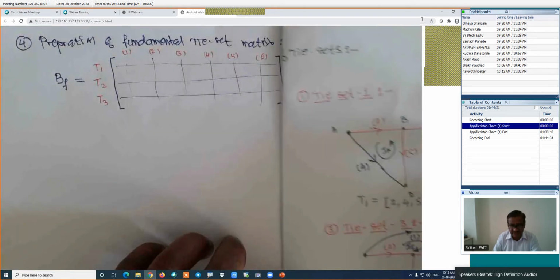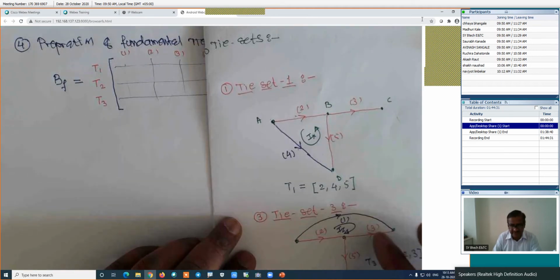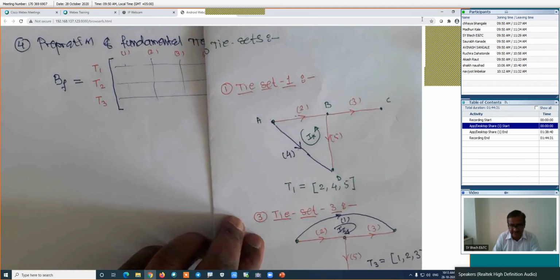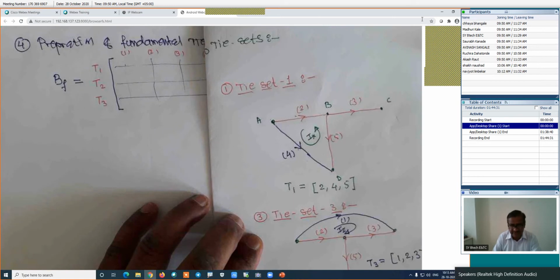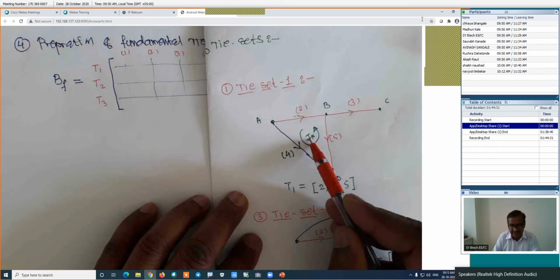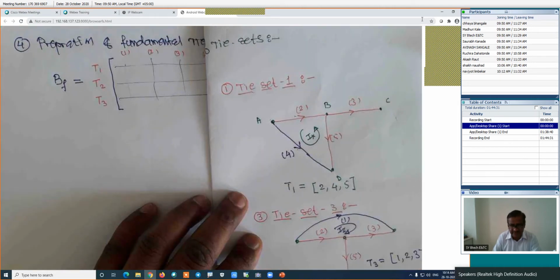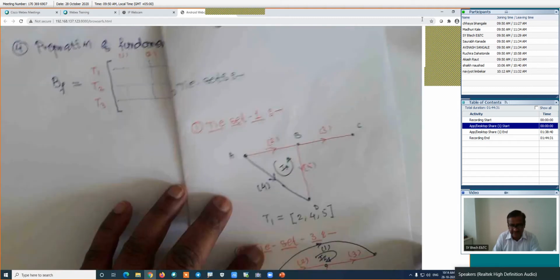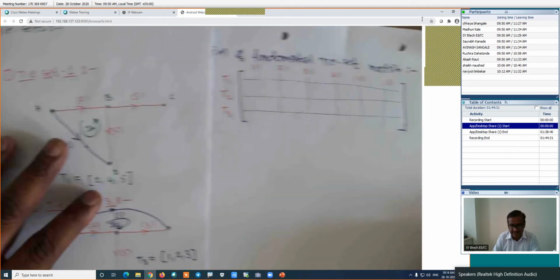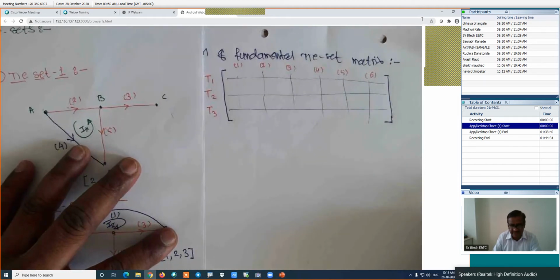This is Triset number 1, T1. Now look at how the entries into the matrix are made. If this current and this current have the same direction, the entry will be +1. If it is opposite, the entry will be -1. And if that branch is absent in that particular Triset, then its entry will be 0. Here, how are the entries for Triset number 1?